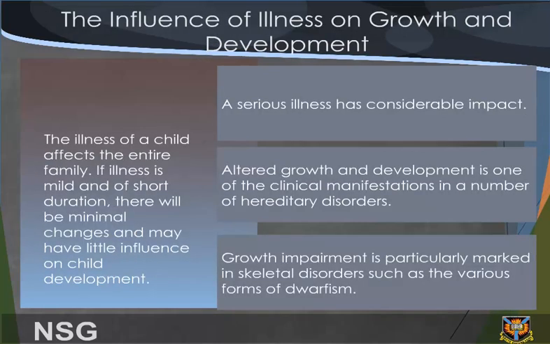The influence of illness on growth and development. The illness of a child affects the entire family. If illness is mild and of short duration, there will be minimal changes and it may have little influence on child development. A serious illness has considerable impact. Altered growth and development is one of the clinical manifestations in a number of hereditary disorders. Growth impairment is particularly marked in skeletal disorders, such as the various forms of dwarfism.